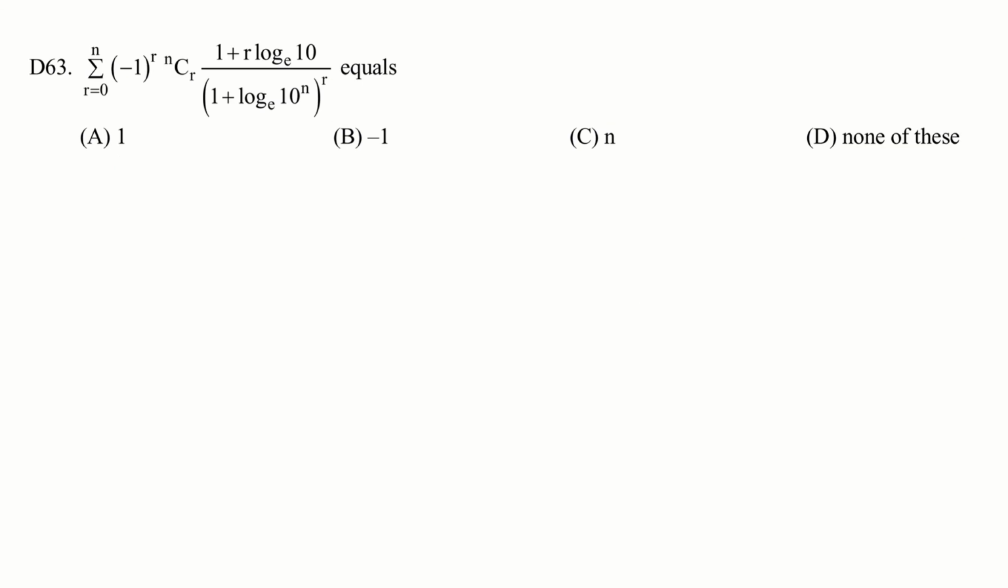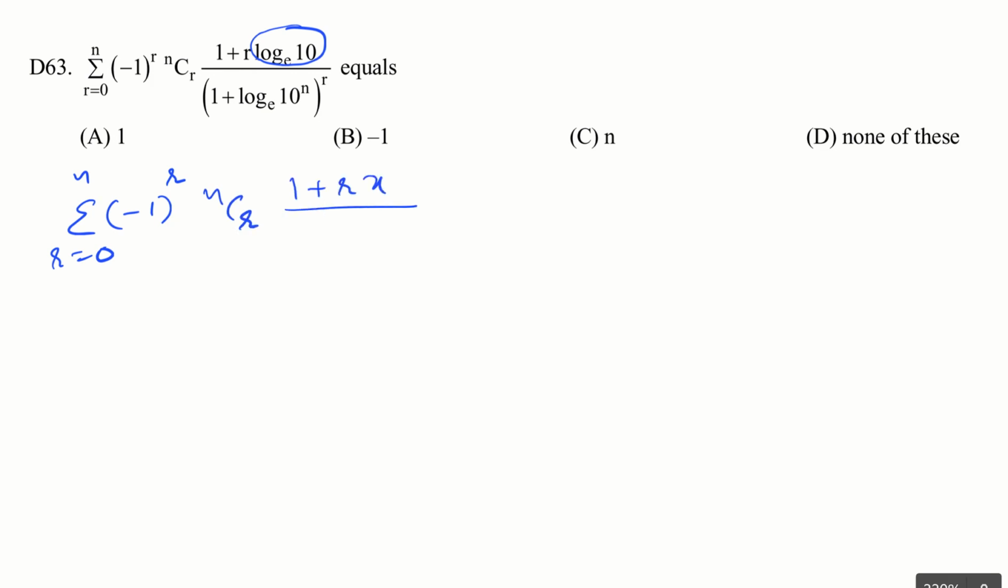In this problem, for fun, let's call this as x. Then it will be sigma r equal to 0 to n minus 1 whole power r into nCr into (1 plus rx by 1 plus)... observe that I can write it as log a power m equals m log a, like that. So it is n into log 10 to the base e, we have called it as x whole power r.